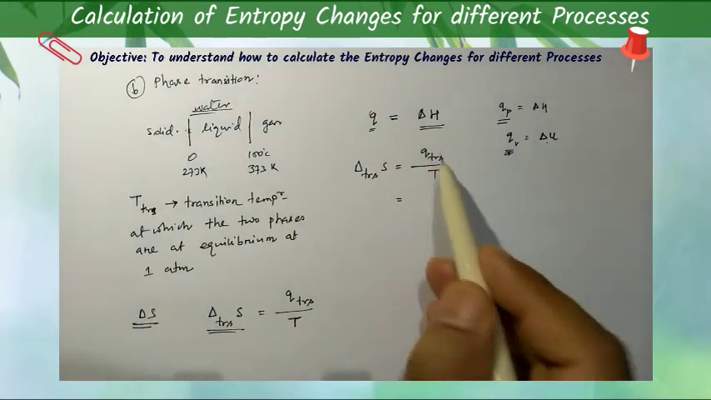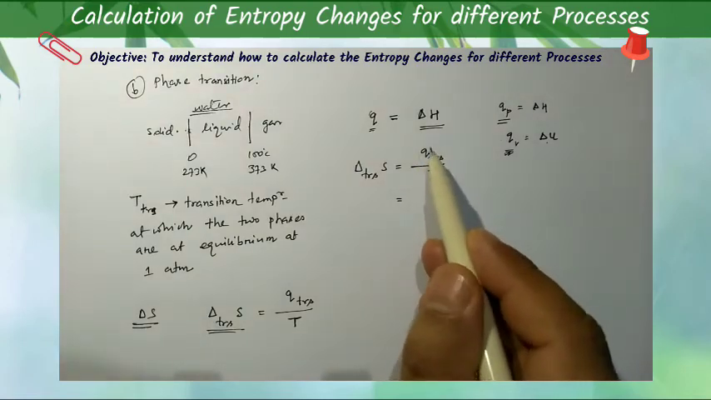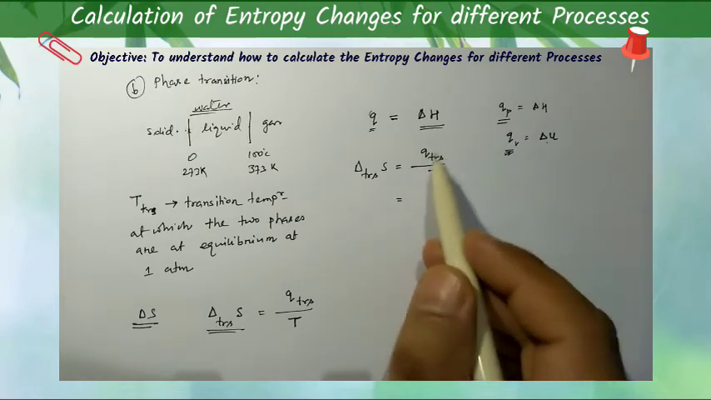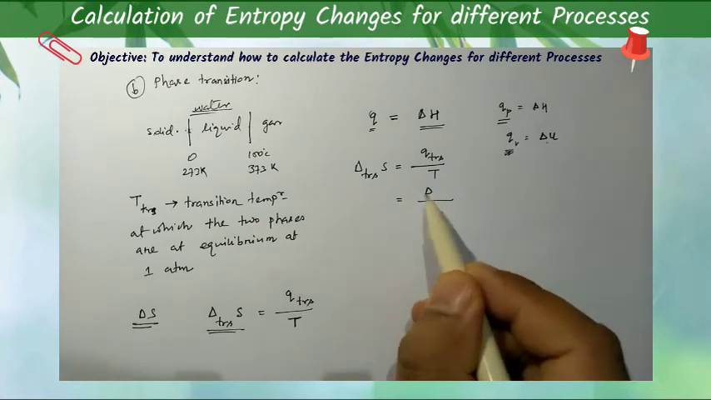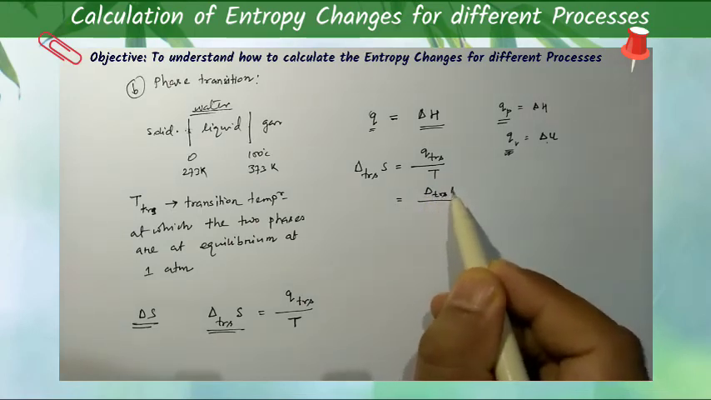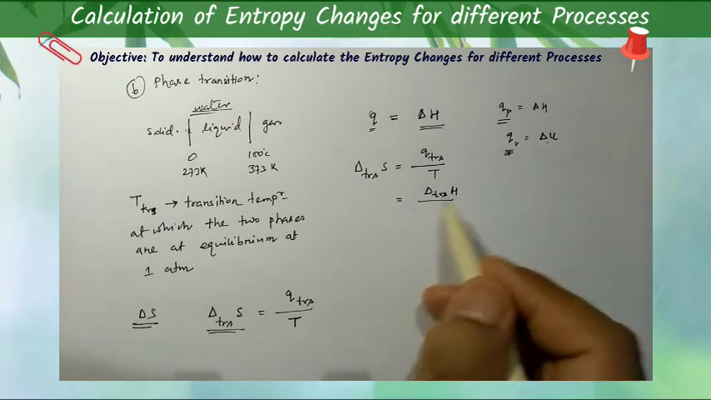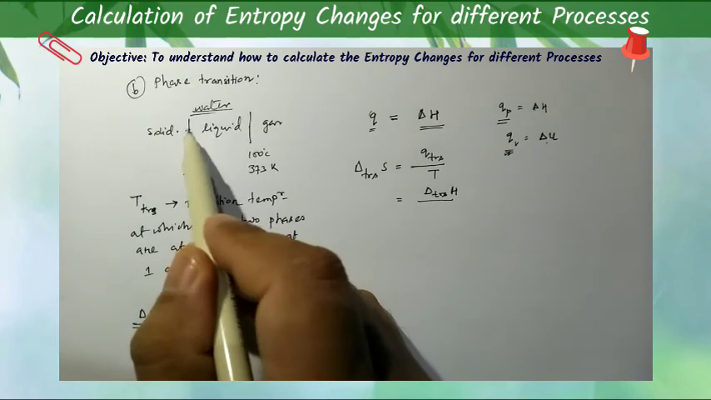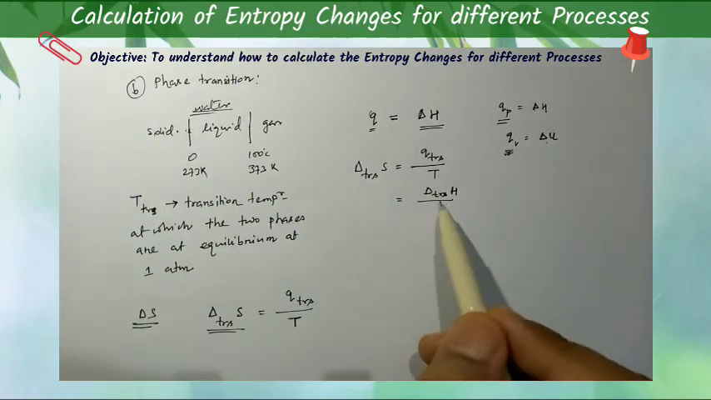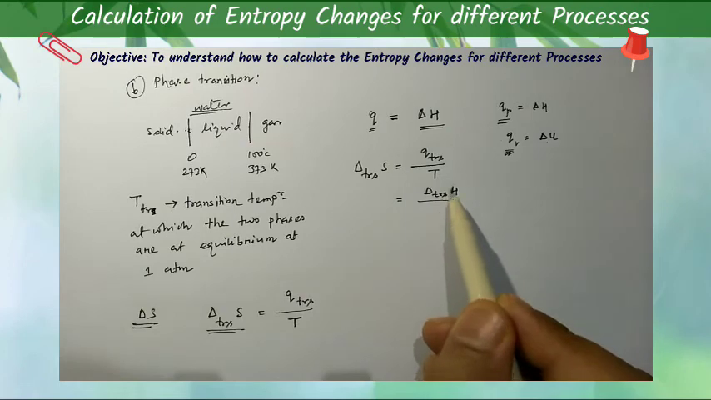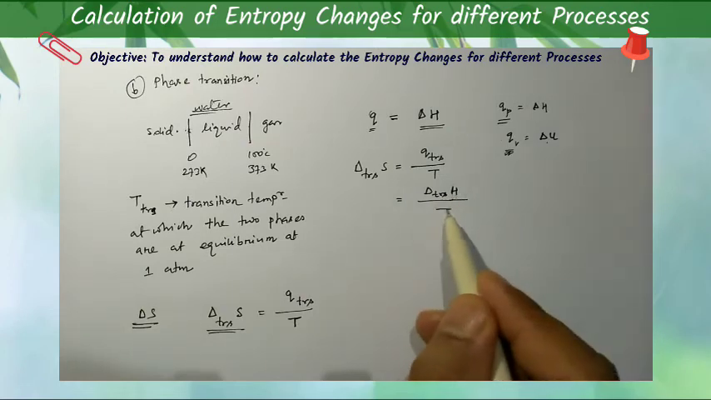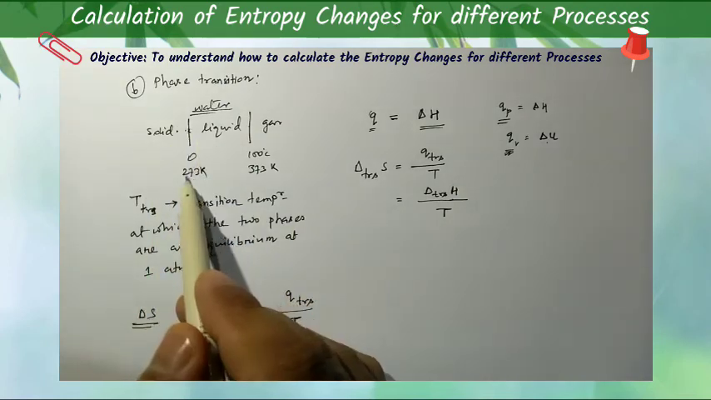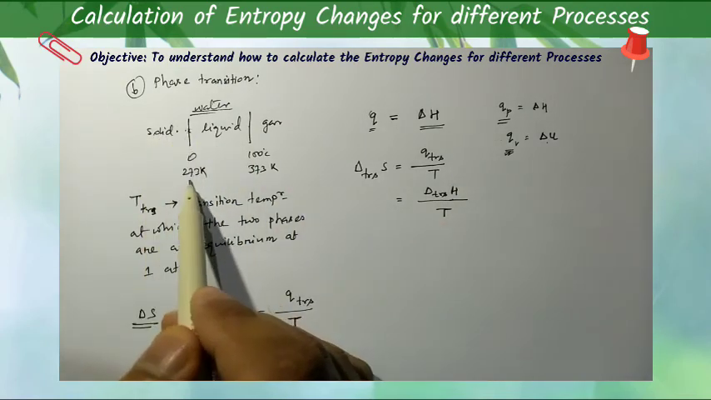So here, in place of this Q, the heat for this transition, Q transition means transition heat. We can write here the enthalpy change, that means the enthalpy change for that phase transition, which is represented by ΔtrsH, divided by T, the temperature at which it changes its phase. If you consider ice, then it will be 273 Kelvin.